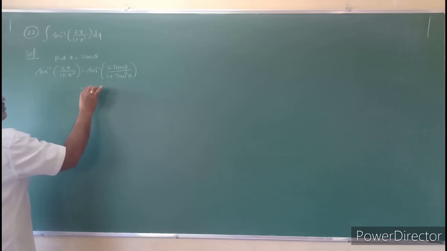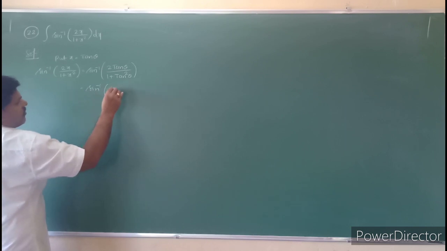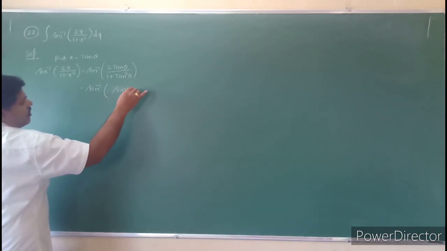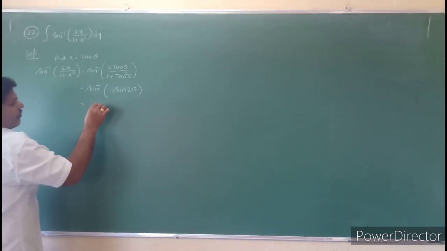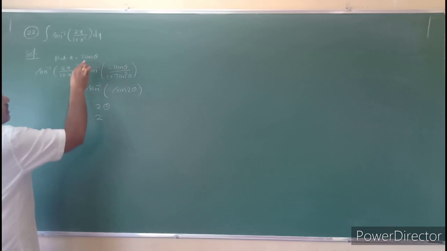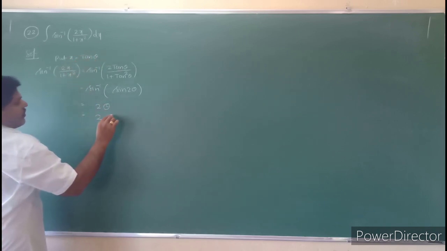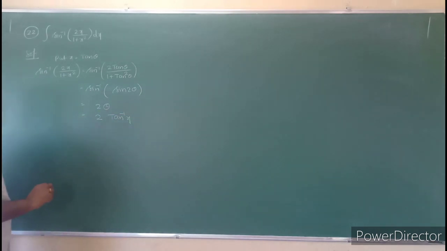Sin inverse of 2 tan theta by 1 plus tan square theta is nothing but sin 2 theta. So that is equal to sin inverse of sin 2 theta, and sin inverse and sin will be cancelled. We will get 2 theta, that is 2 into theta. What is the theta value? X is equal to tan theta, then theta will become tan inverse x.